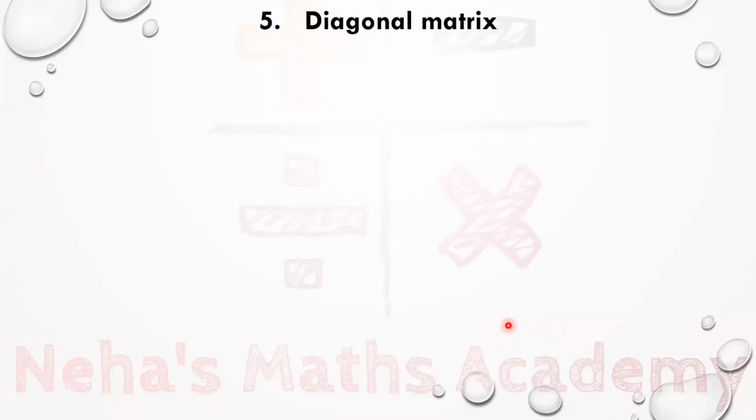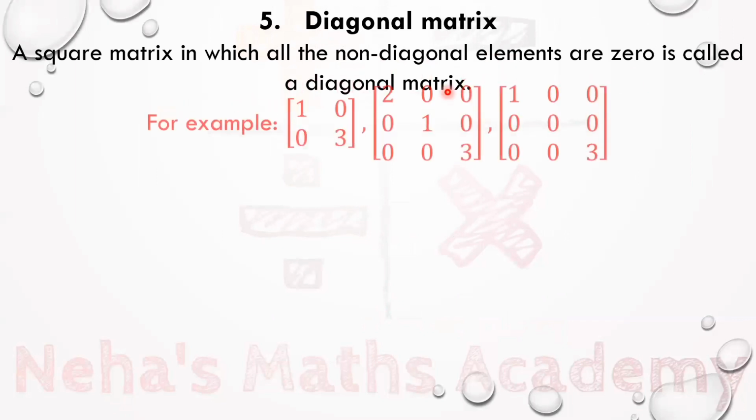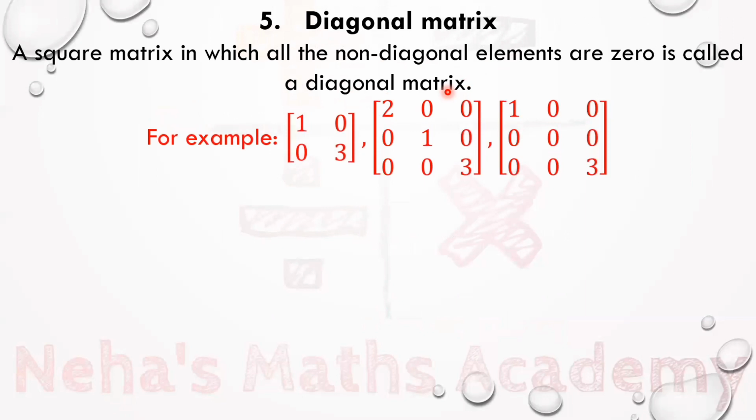Next is diagonal matrix. A square matrix in which all the non-diagonal elements are 0 is called a diagonal matrix. Now, what are non-diagonal elements? See, these 1, 3 are all diagonal elements. And except these elements, all elements are non-diagonal elements. That means these 0, 0, 0 elements are non-diagonal elements.